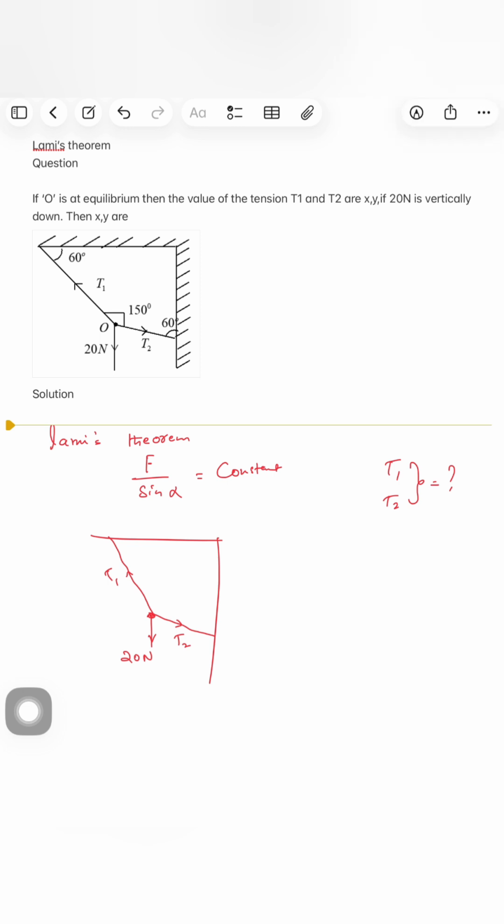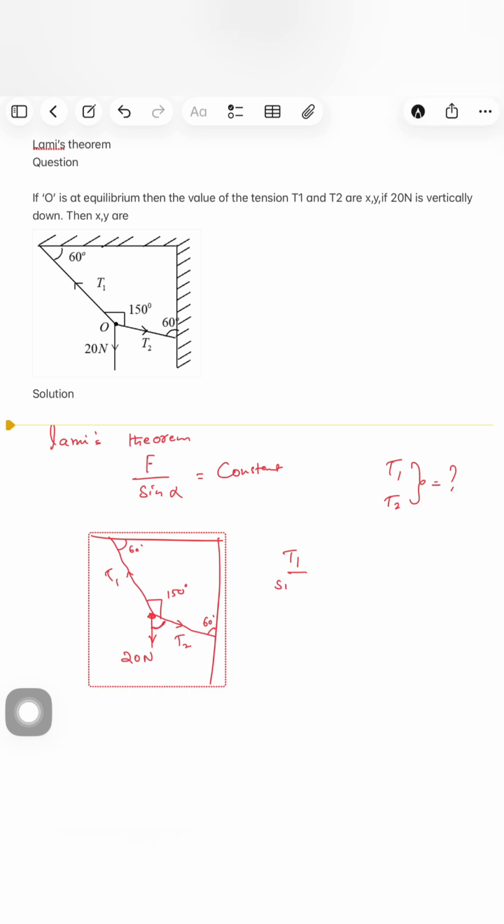The given angle between T1 and T2 is 150 degrees, given in the question. This angle is 60 given, and this angle is also 60 given. So now we have to find T1 and T2. So apply Lami's theorem. Here I am writing T1 divided by the sine of the angle between the other two forces. The angle between 20 and T2 we are going to consider.